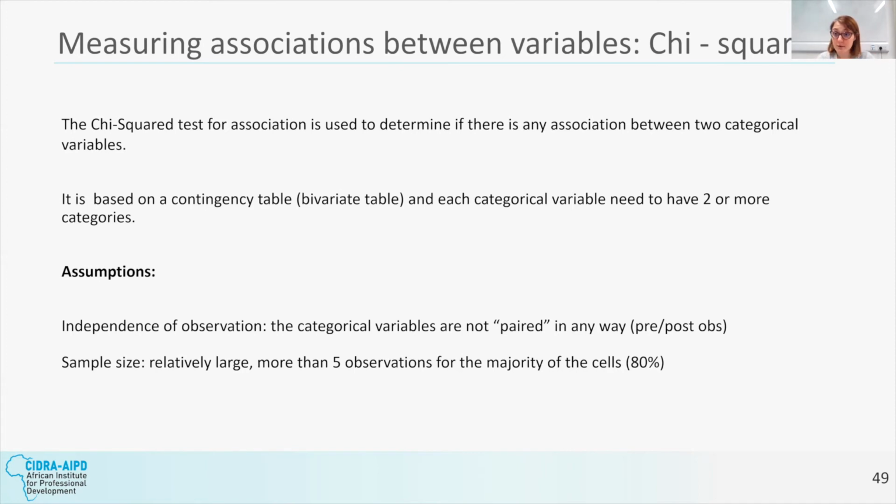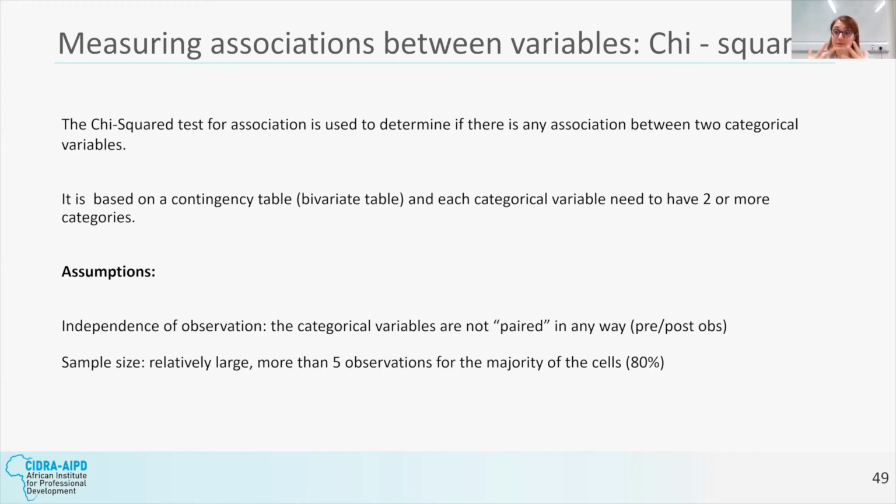As with all statistical tests, the chi-square test has some assumptions. The first assumption is the independence of observation. So the categorical variables are not paired. This means that, for example, we are not measuring the association between the socioeconomic status of a group of people before they won the lottery and after they won the lottery. So we assume that the groups of the categorical variables are independent.